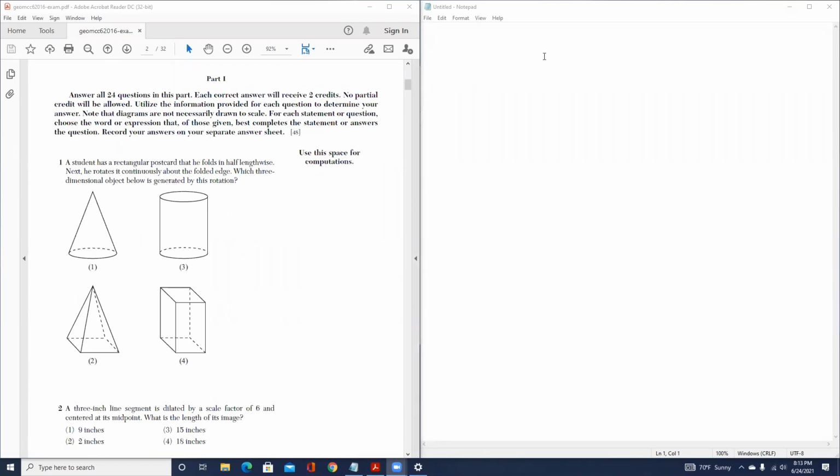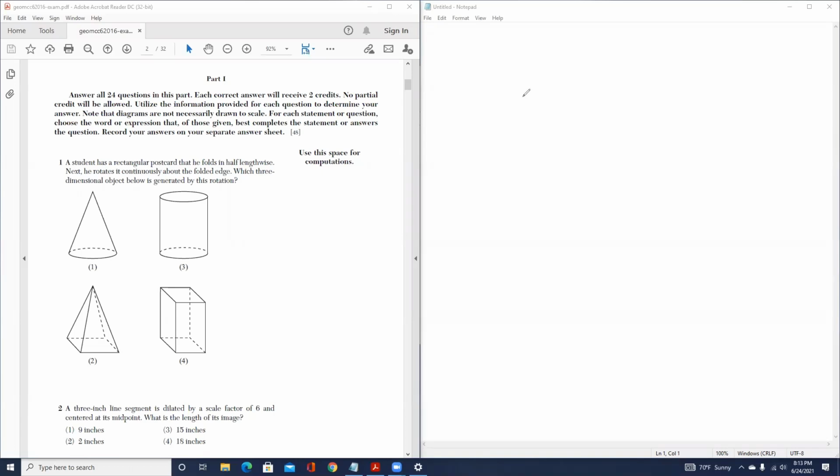So question 1. A student has a rectangular postcard that he folds in half lengthwise. Next, he rotates it continuously about the folded edge. Which three-dimensional object below is generated by this rotation? So this question is fairly easy.